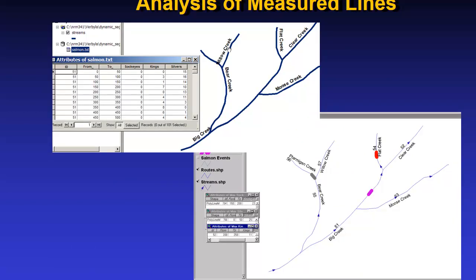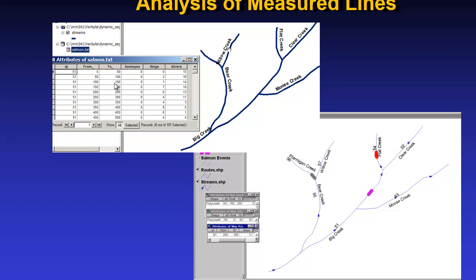The next week we'll work with a special type of lines called measured lines. So in this example, we've got for every stream a count of sockeye salmon, king salmon, and silver salmon for every 50-meter stretch. So from 0 to 50 meters, 50 to 100 meters, 100 to 150 meters, etc.